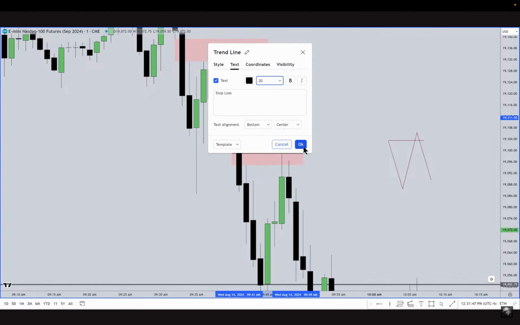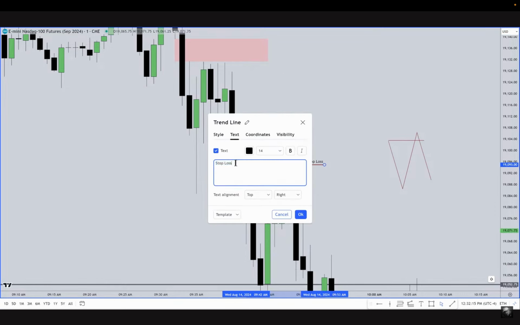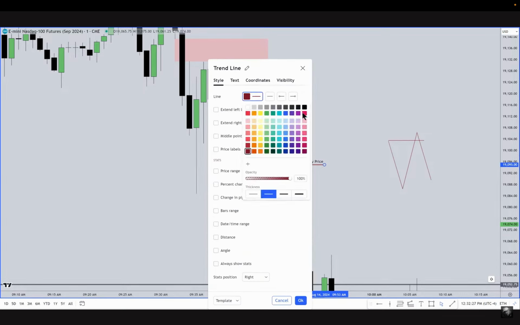All right, so we're going to do top, right. That seems like it's probably going to be too much. Yeah, it's good. So stop loss is here, and the entry would be here. So you're going to watch this level, Caleb. This is your entry. Let me thicken it up a little bit, and we'll make that this color.